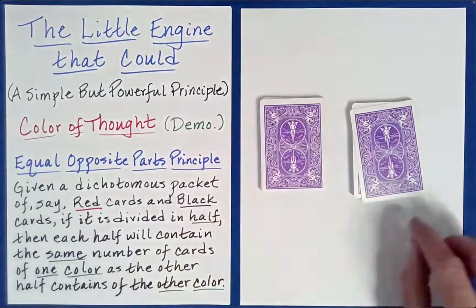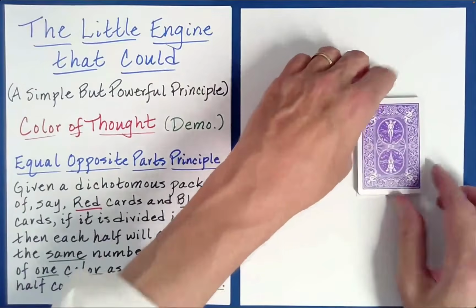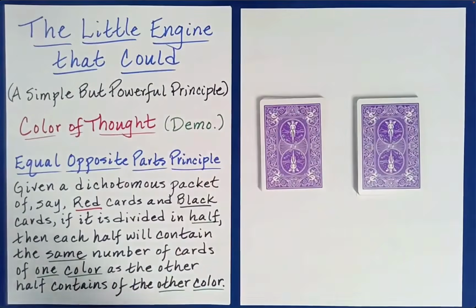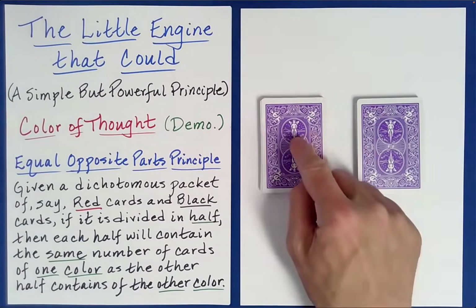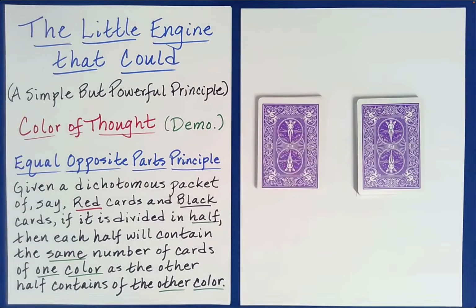Very good. So I'm speaking to you as the spectator. I need you to choose either pile as yours, and the other one would be mine. Which one would you like? This one, right there? Okay. And now I need you to choose a color, red or black. You like red? Okay, very good.